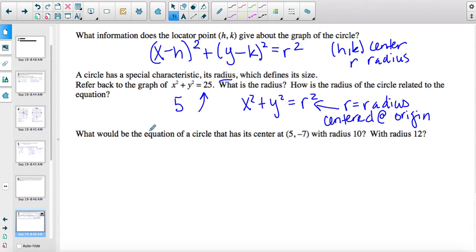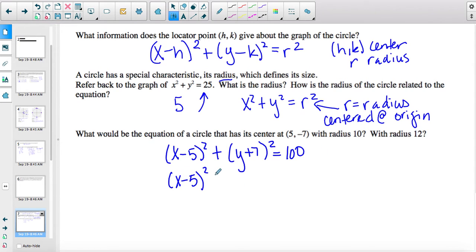So let's think about this. What would be the equation of a circle that is centered at (5, negative 7) with a radius of 10? We would use our pattern: x minus 5 squared plus y minus a negative 7, which would just be y plus 7 squared, equals 10 squared, which would be 100. If we wanted a radius of 12, but still centered at (5, negative 7), that would equal 144.